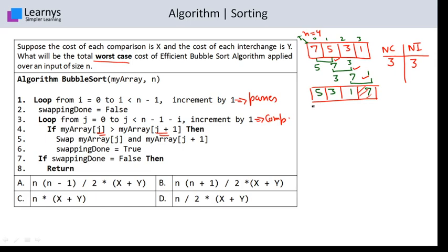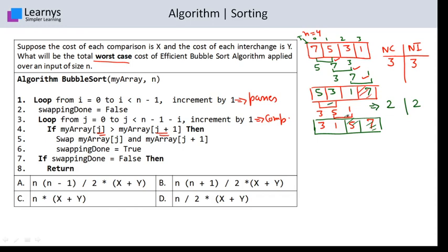Now in the second pass, it will compare 5 and 3. Again you can see comparison and swapping will both happen because the right side value is smaller. So 3 will be here, 5 will be here. Next I compare 5 and 1. Again 1 is smaller, so 1 will be here, 5 will be here. This element I don't need to touch, so I write it as it is. This will be the array after the second pass, and it places 2 elements in their proper places. For this second pass the number of comparisons is 2 and the number of interchanges is also 2.